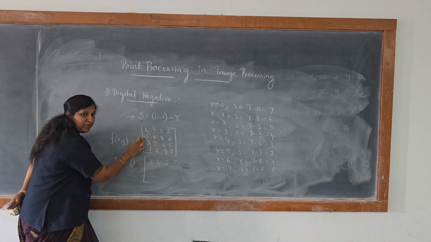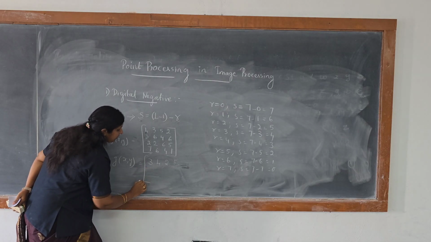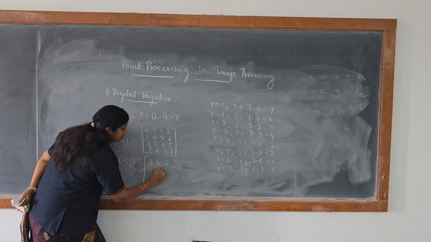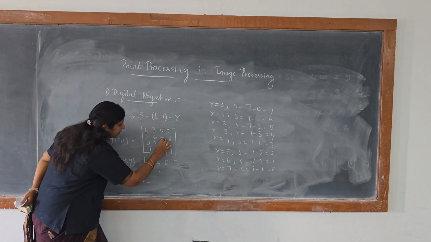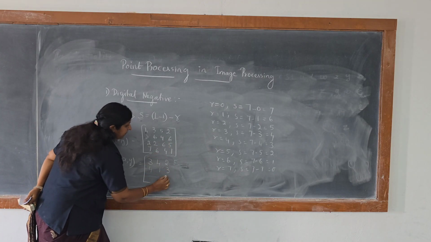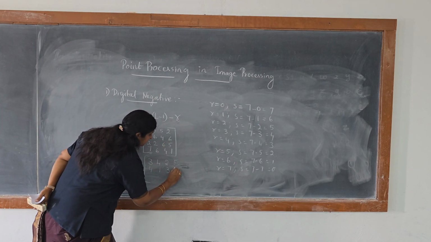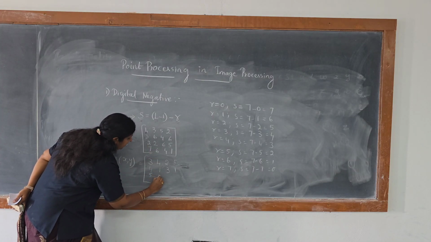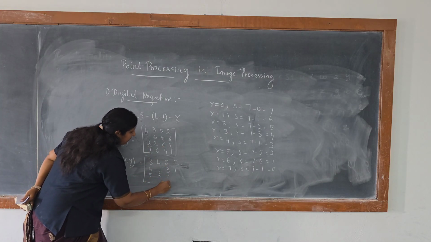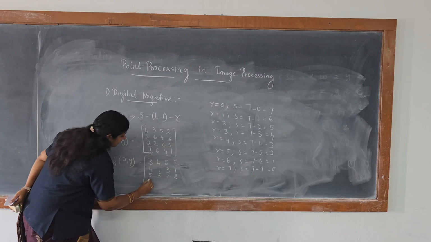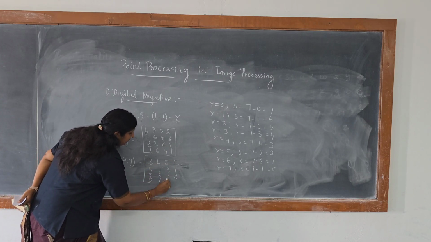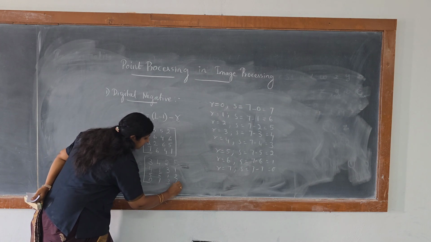Then if R value is 3, then S value is 4. If R is 6, then S value is 1. Then 4, 3, then 6 will become 1. 2, it will become 5. Again 2, it will become 5. 6, 1, 5, 2. And 7, 0, 6, 1, then 4, 3, 7, 6.